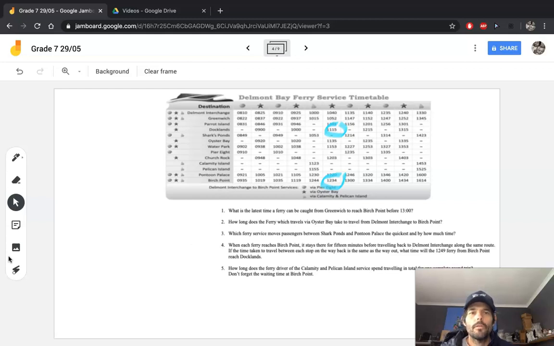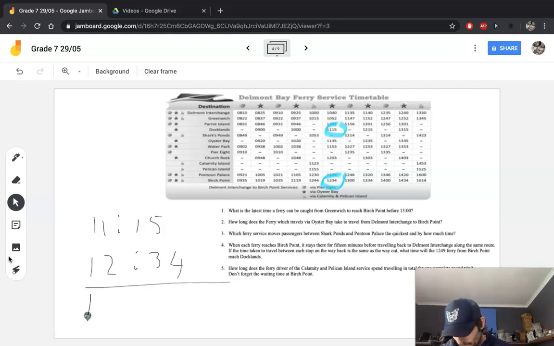Okay, so the first thing I think we need to work out is how long does it take to get between Docklands and Birch Point, and then obviously Birch Point to Docklands, because as they say, it's going to be the same amount of time. So I've already circled 11:15 is what time it would normally leave Docklands, and it would arrive at 12:34. Okay, and if you work out the amount of time between 11:15 and 12:34, you'll get 1 hour and 19 minutes.